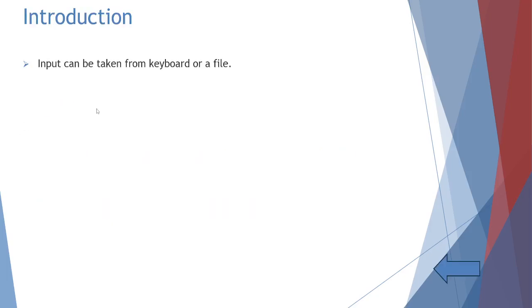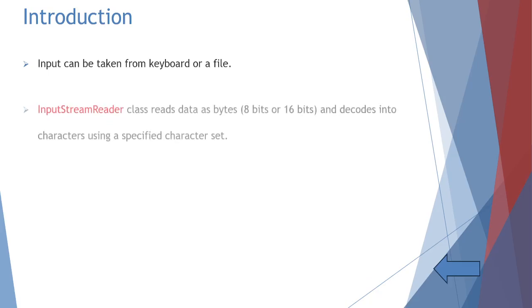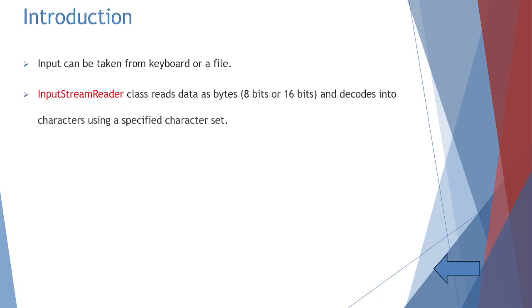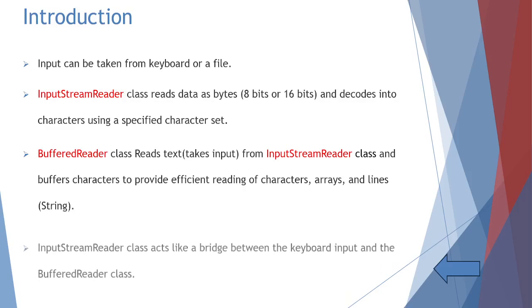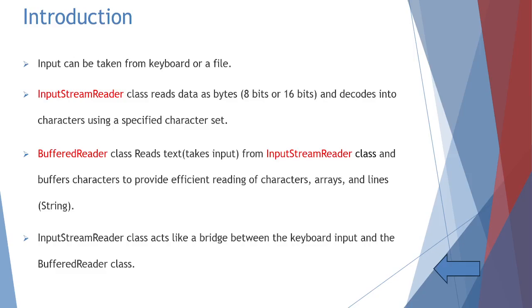Input can be taken from keyboard or a file. InputStreamReader class reads 1 byte at a time and converts into characters using a specified character set. BufferedReader class reads text from the InputStreamReader class and buffers characters to provide reading of continuous characters. So, InputStreamReader class acts like a bridge between the keyboard input and the BufferedReader class.